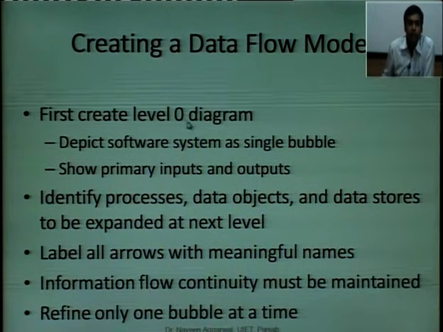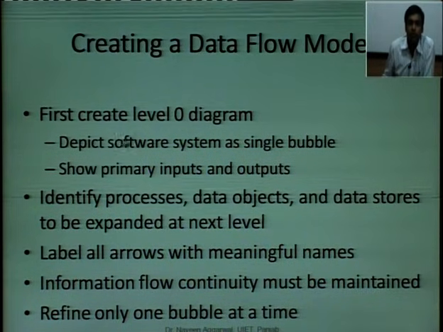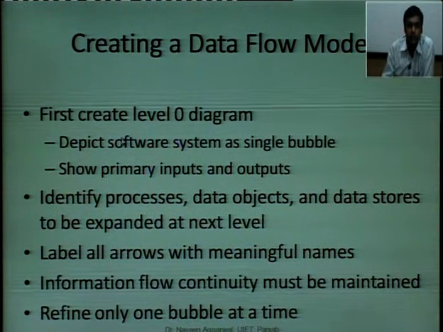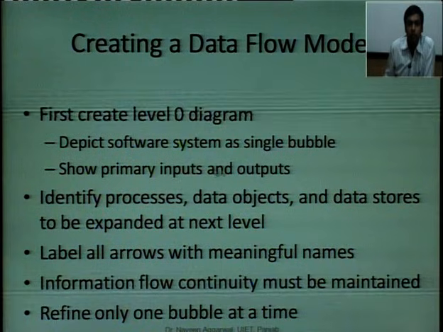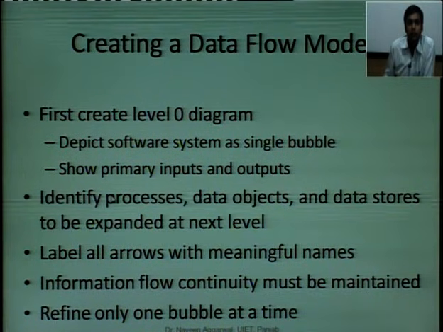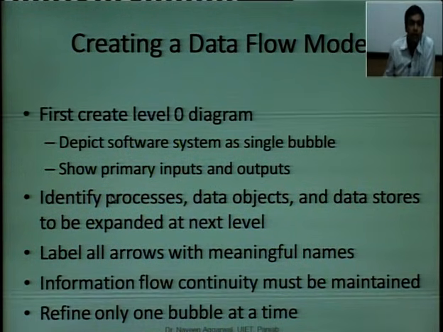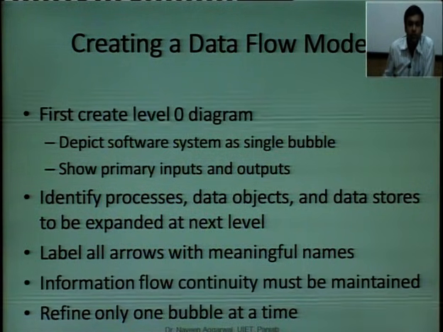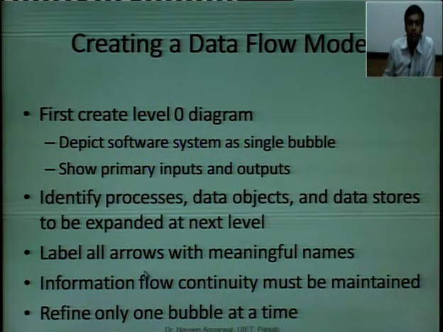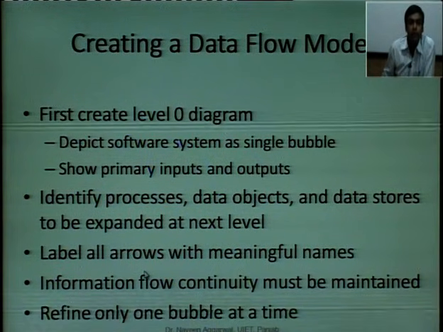So to create data flow diagrams, we first start with level 0 where only one process is there. We depict a single bubble, show primary inputs and outputs, then we hierarchically create other diagrams. We identify processes, data objects, data stores, and label all arrows, and we refine one bubble at a time.